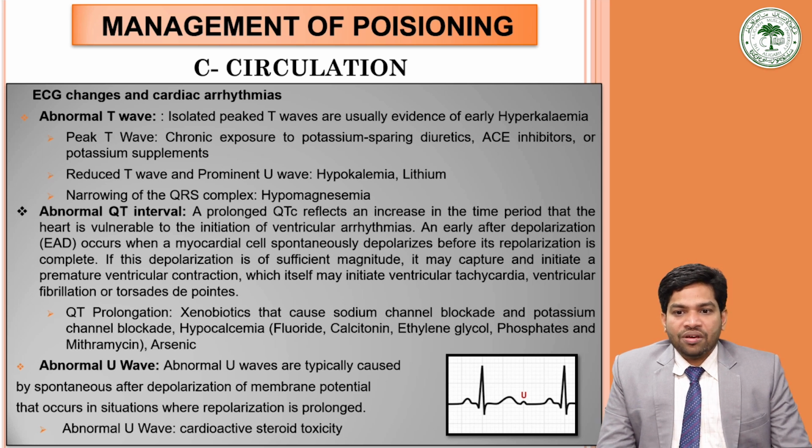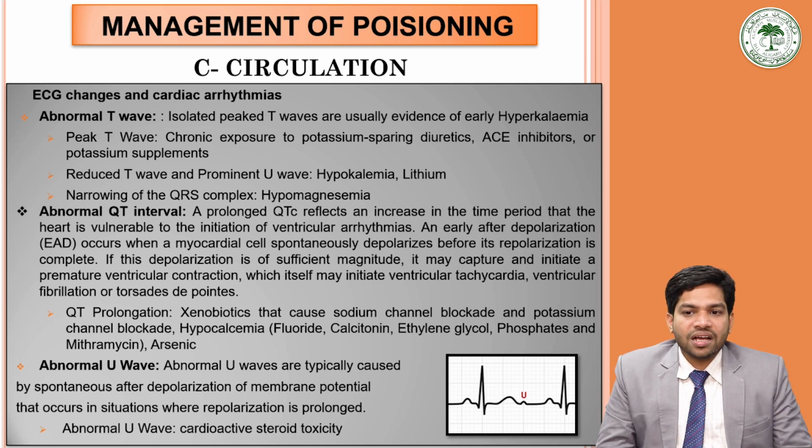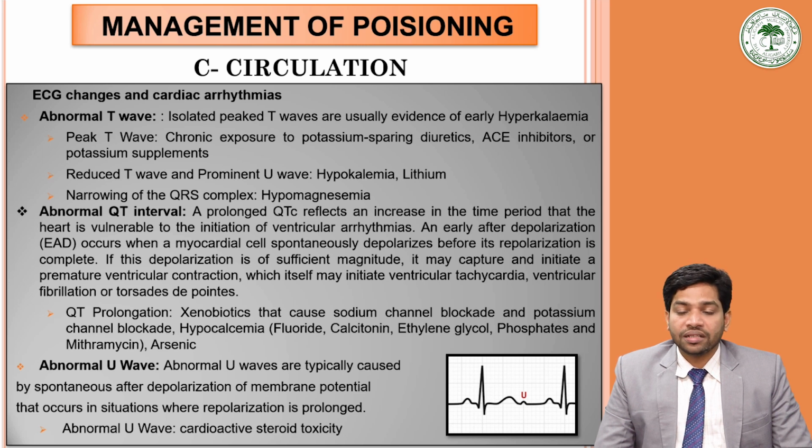Abnormal U waves are typically caused by spontaneous afterdepolarization of membrane potential that occurs in situations where repolarization is prolonged. Early afterdepolarization occurs in situations where the prolonged repolarization period allows calcium channels, which are both time and voltage dependent, to close spontaneously and reopen, because they close at a membrane potential that is above their threshold potential for opening. In this situation, the opening of calcium channels produces a slight membrane depolarization that is identified as a U wave.